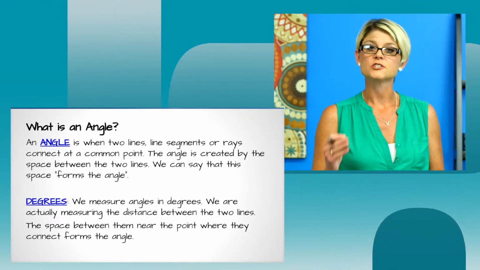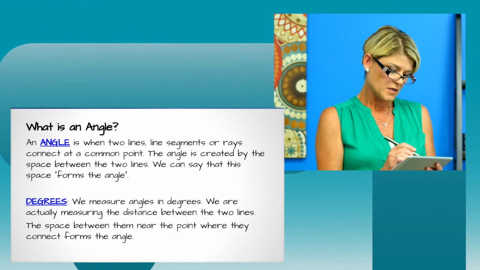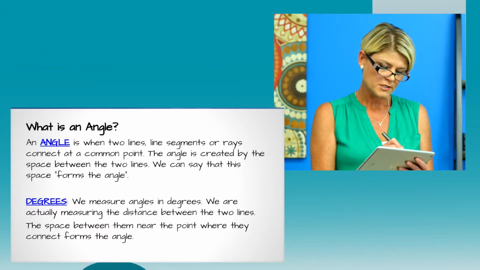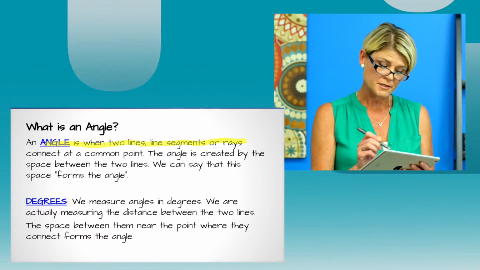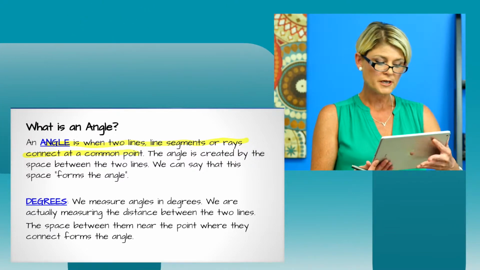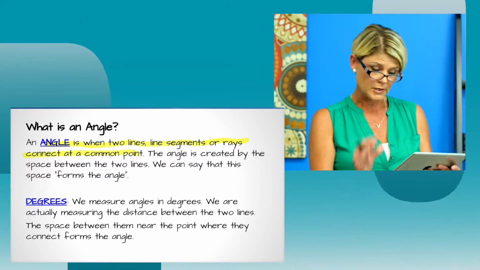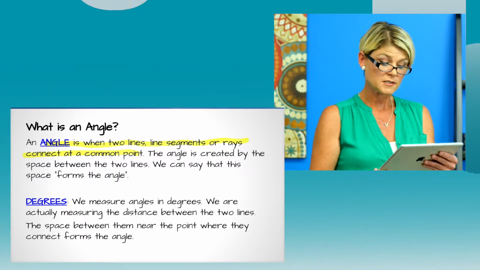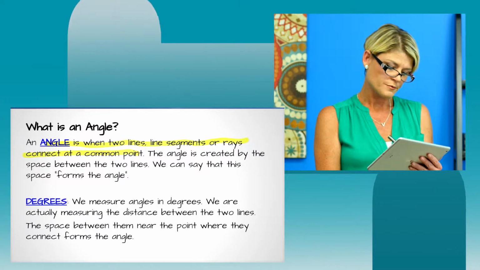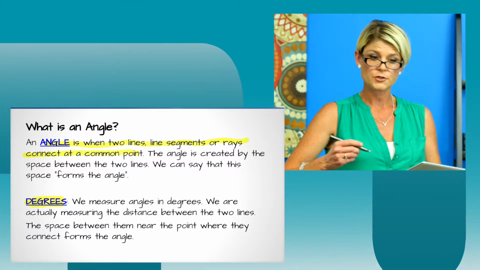Let's start with a definition of what an angle is. So you might want to write this down if you've got your notebook nearby. An angle is when two lines, line segments, or rays connect to a common point. The angle is created by the space between those two lines, and we can say that this space forms the angle. Another important term that you're going to want to remember is the word degrees.